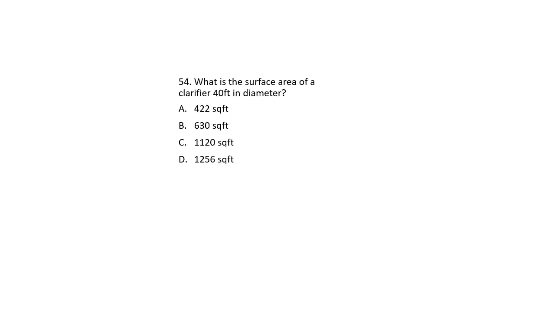What is the surface area of a clarifier 40 feet in diameter? 422 square feet, 630 square feet, 1,120 square feet, or 1,256 square feet? The area is going to be 3.14 times the radius squared, or 0.785 times the diameter squared. And your answer is going to be D, 1,256 square feet.